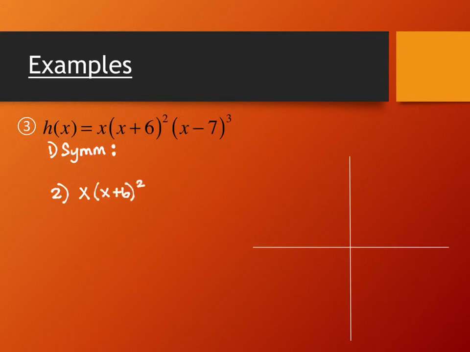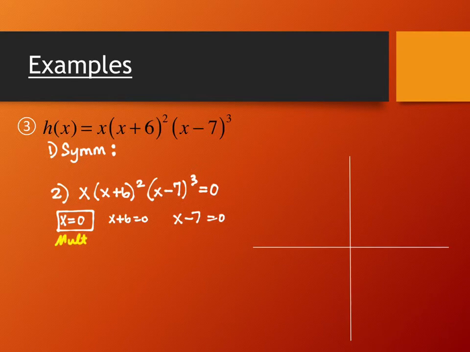So this is my step 2. I set the equation equal to 0. And like we said, it's so nice because it's already in factored form. So if I set each part equal to 0, this is x equal to 0. x plus 6 equal to 0, and x minus 7 equal to 0. So this one's already done. What's its multiplicity? 1.